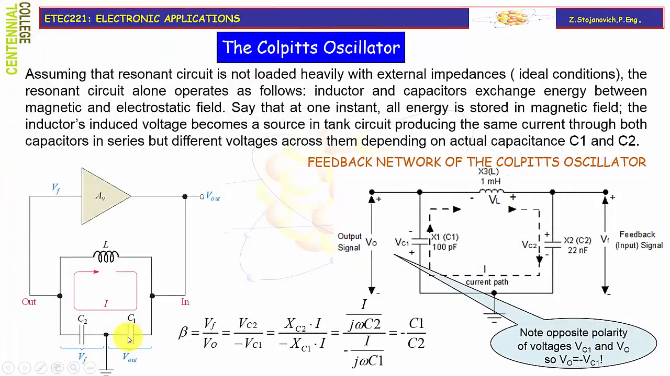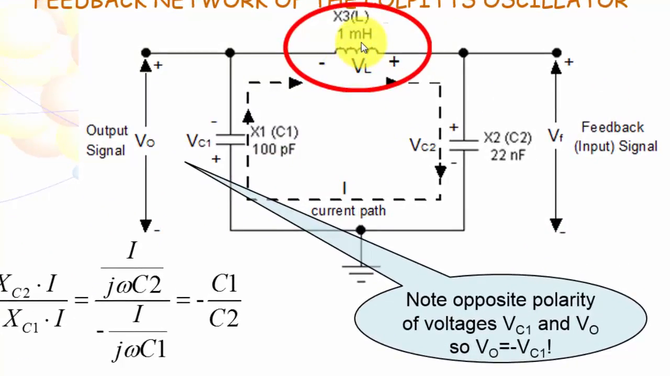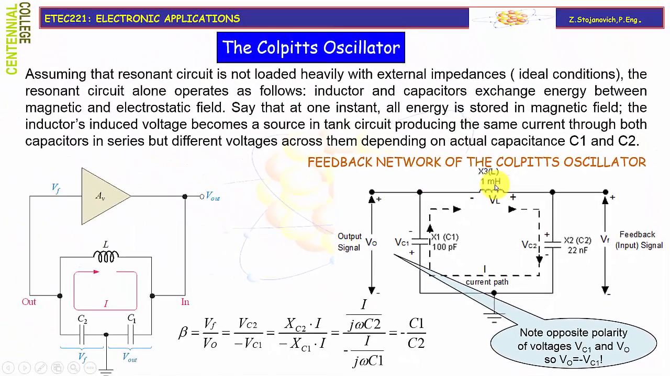Assuming that the resonance circuit is not loaded heavily with external impedances, that means we will assume ideal conditions. The resonance circuit alone operates as follows. Inductor and capacitors exchange energy between magnetic and electrostatic field. Say that at one instant all energy is stored in the magnetic field. The inductor's induced voltage becomes a source in the tank circuit producing the same current through both capacitors in series but different voltages across them, depending on actual capacitance C1 and C2.